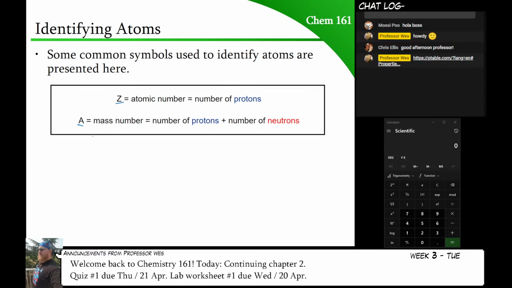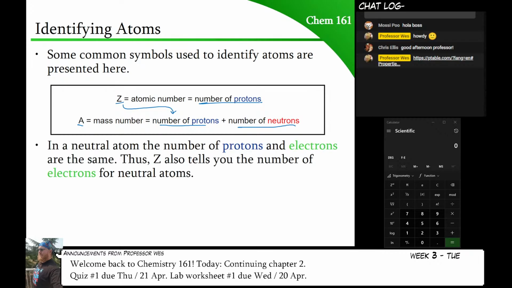And A is the number of protons and neutrons added together. Z shows up right here inside A, because Z is the number of protons. So Z can never be larger than A, because A is two numbers added together. So we're going to want to keep these variables in mind, because we're going to be writing symbols using these variables in the following manner.